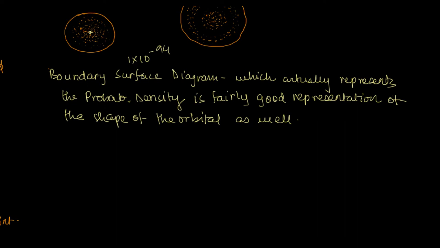So what do we do? We won't take the probability as 1. We will only draw the region where the total probability of finding the electron is 90%, 0.9. We won't target 1. Why? Because then I'll have to draw an infinitely large orbital. Understand? Fine.